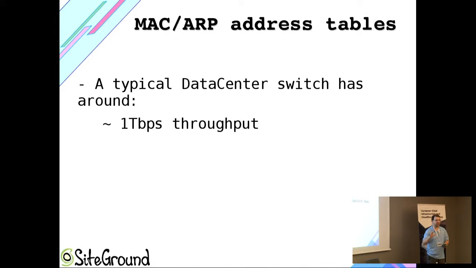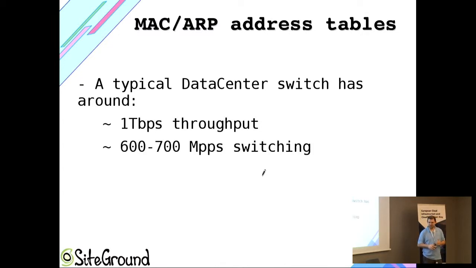The typical data center switch would have something like 1 terabit throughput or more. But let's say that this is in the middle, 1 terabit. And this is something that you would look for in the specs, right? Then you would look for the maximum packet rate per second, right? So 600, 700 million packets per second. That's okay for a medium-sized switch.